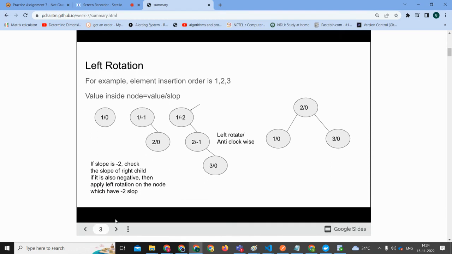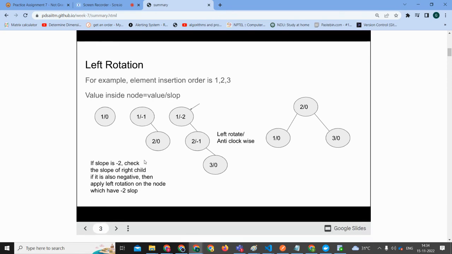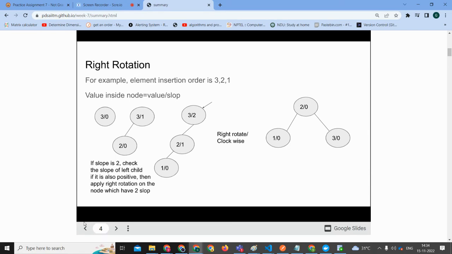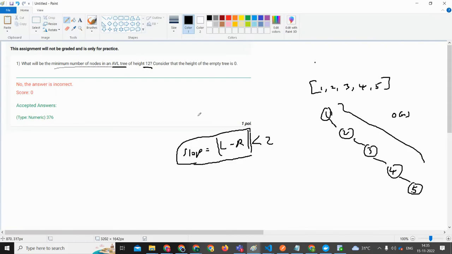All right. So for example, the element insertion order is 1, 2, 3. Only if I talk about these things will we be able to understand the height. So let's come to this 1, 2, 3. The binary search tree will be in a straight linear fashion. But for an AVL tree, first you insert 1, then you insert 2 on the right.